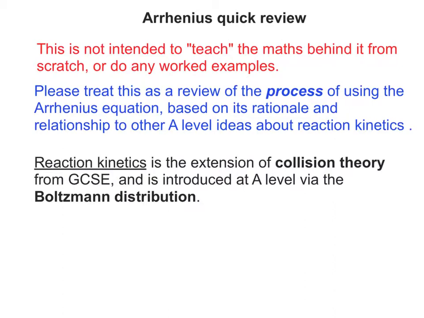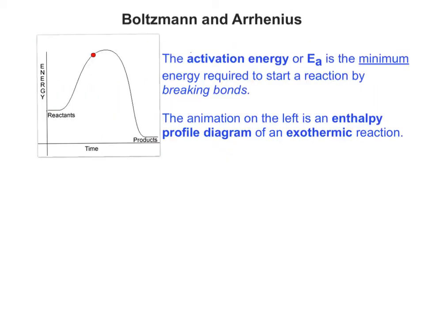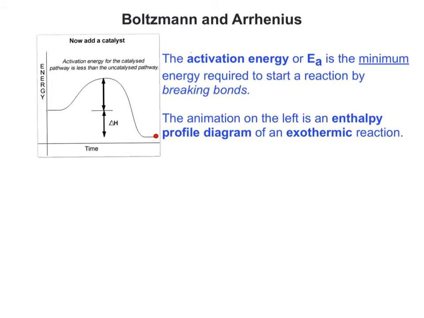So basically, reaction kinetics is the extension of the collision theory you would have learned at GCSE, and is introduced at A-level via the Boltzmann distribution. So the activation energy, or EA, is the minimum energy required to start a reaction by breaking bonds. And the animation on the left is an enthalpy profile diagram of an exothermic reaction. It also shows what happens when you add a catalyst.